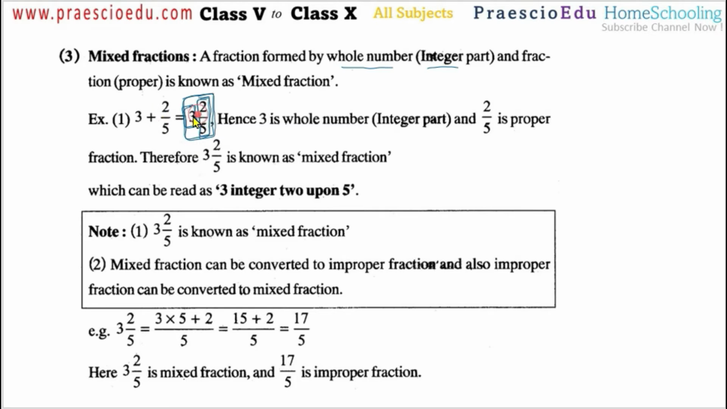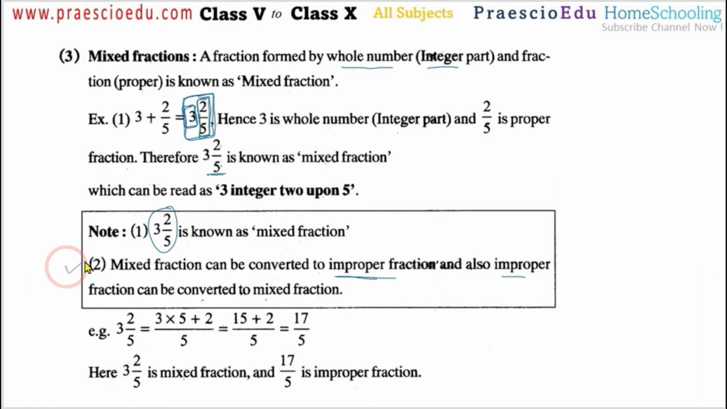Here the plus sign is there, but we never write the plus sign in mixed fractions, though there is a plus sign. Here 3 is the whole number, or integer part, and 2 by 5 is a proper fraction. Therefore 3 and 2 by 5 is known as a mixed fraction, or we can say 3 integer 2 upon 5. This is also how we read it. Mixed fractions can be converted to improper fractions and also improper fractions can be converted to mixed fractions.